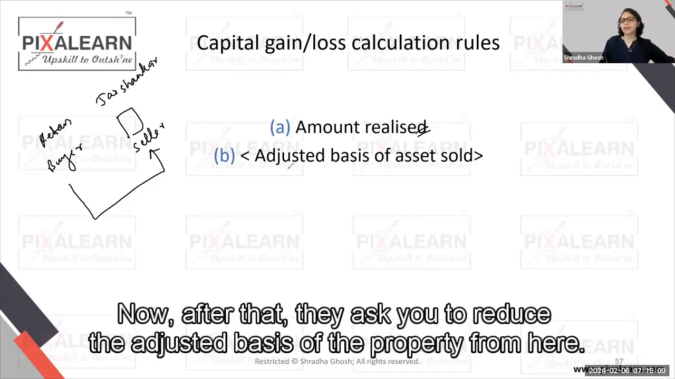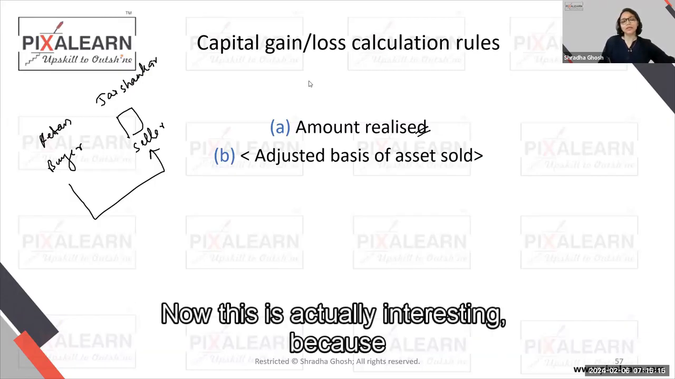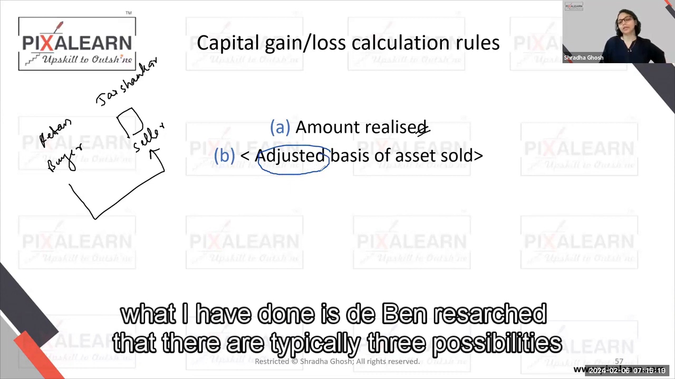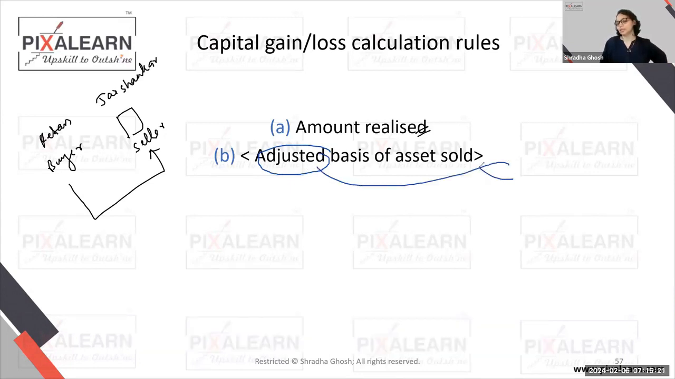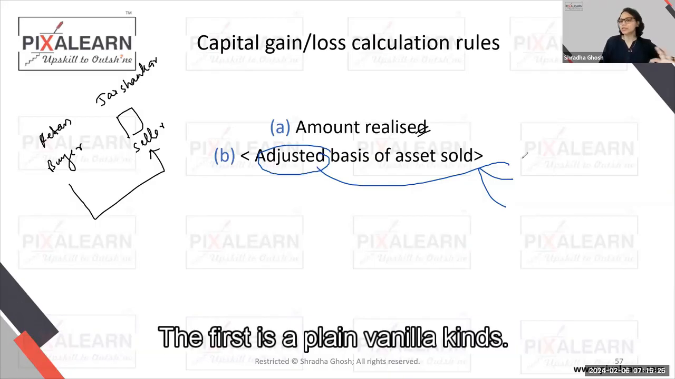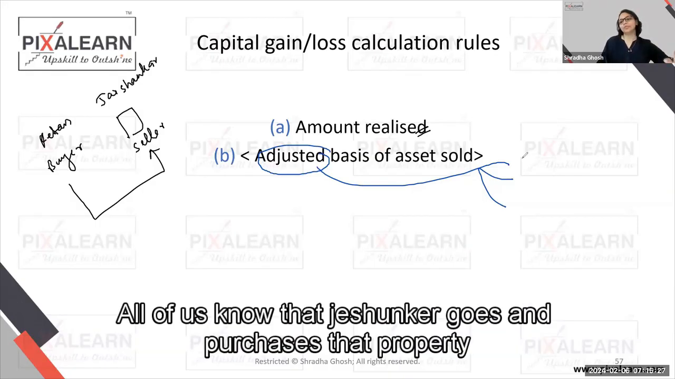Now after that, they'll ask you to reduce the adjusted basis of the property from here. Now this is actually interesting, because what they've envisaged is that there are typically three possibilities for how the property can come to Jaishankar. The first is a plain vanilla case. All of us know that Jaishankar goes and purchases that property.